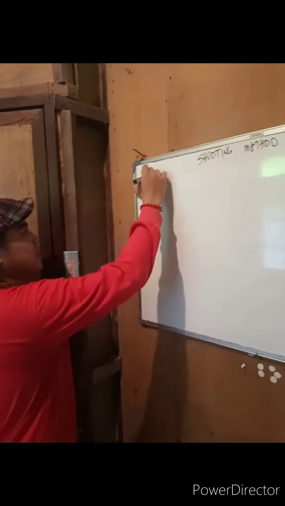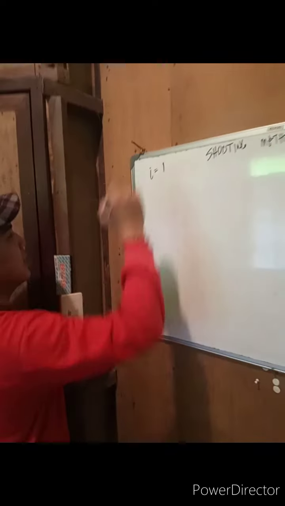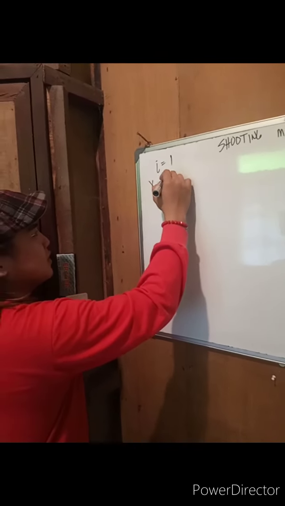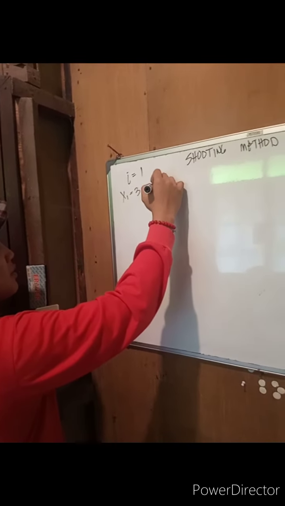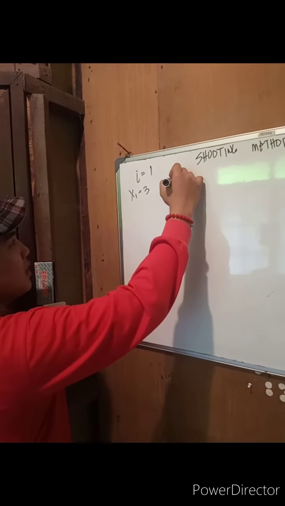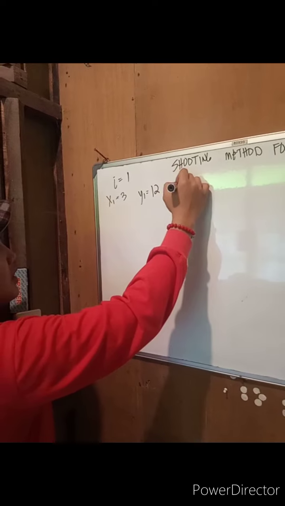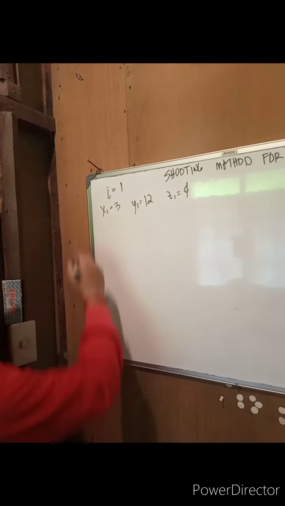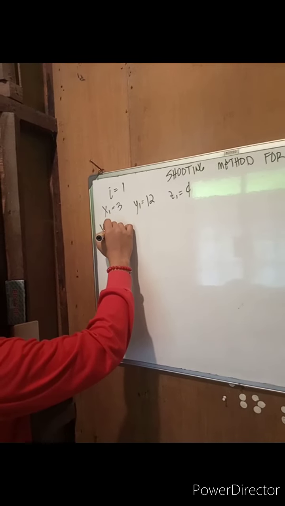Okay, dito naman gagamitin natin yung i equal to 1 na. So meron tayong value na x sub 1 natin is 3, y sub 1 natin is nakuha natin na 12, and z sub 1 equals to 4. So gagamitin natin ngayon yung y sub 2 para makuha natin.